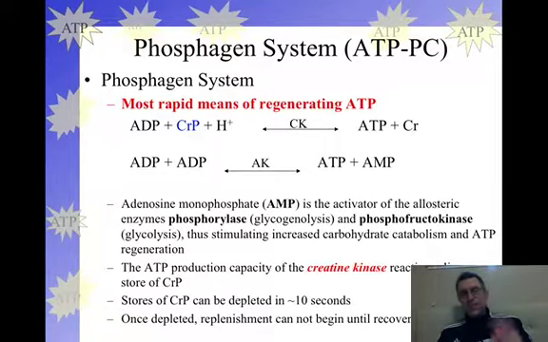The phosphagen system has two total reactions, but really only one reaction. The first reaction of the phosphagen system is its primary reaction, and it is only a one reaction pathway for us to regenerate ATP. It's pretty incredible. So the regeneration of ATP from the phosphagen system is on this top line right here.